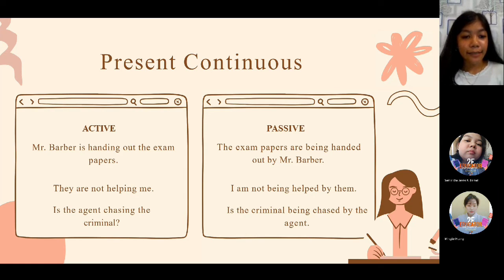In the last sentence: is the agent chasing the criminal? When we form it into a passive sentence, is the criminal being chased by the agent? There is the word is plus our subject plus the word being plus our past participle, which is chased, and our agent.